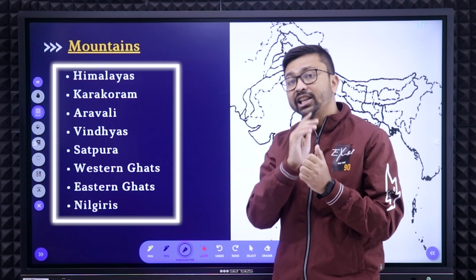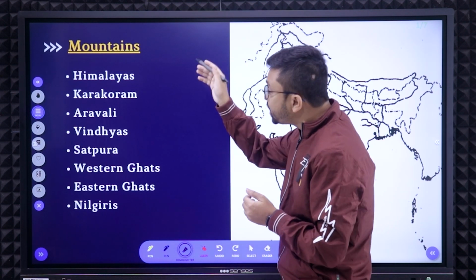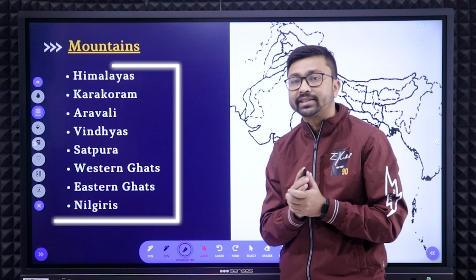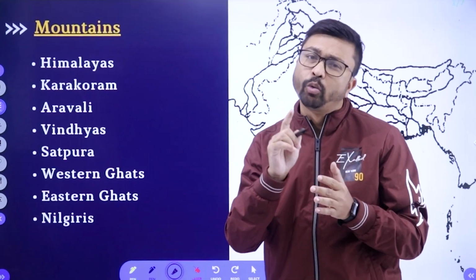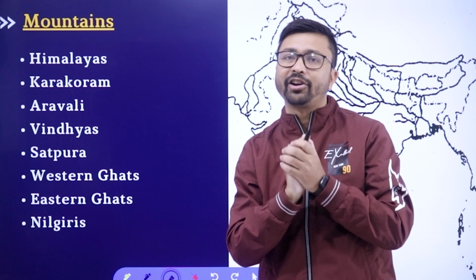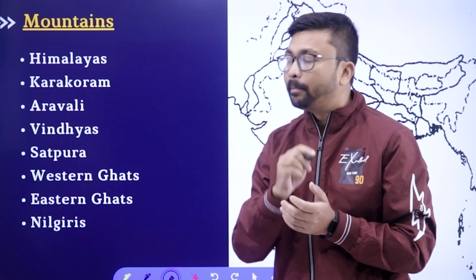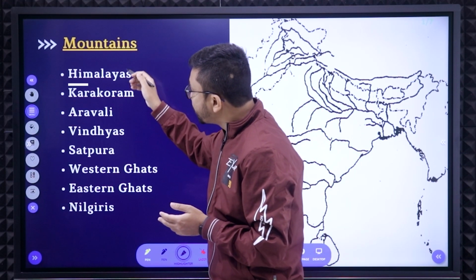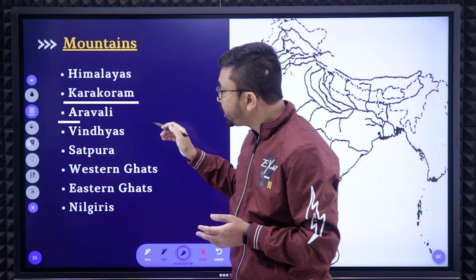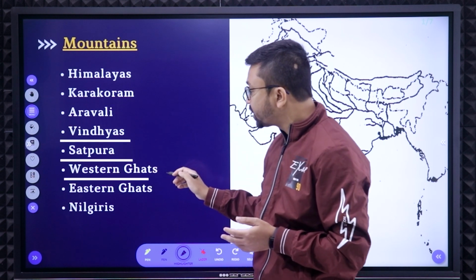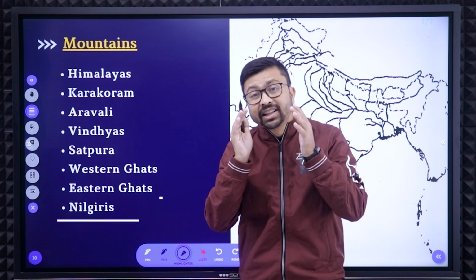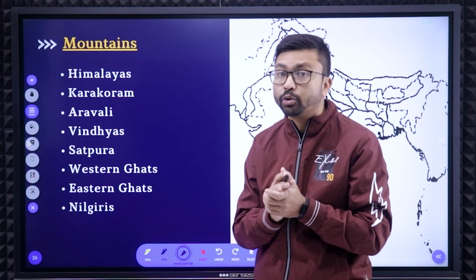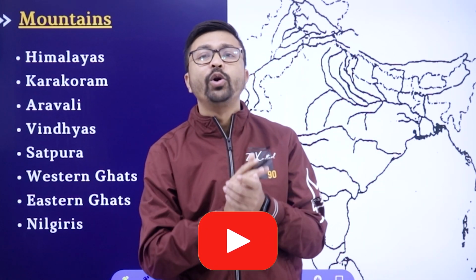So first today we'll discuss the mountains. These are the mountains as per your ICSE syllabus, the only mountains you need to practice. Most probably one mountain from these will be given in your exam that you need to mark on the map. So let's see the first: the Himalayan mountains, Karakoram, Aravalli, Vindhyas, Satpura, Western Ghats, Eastern Ghats and Nilgiri. Remember, these are the only mountains you need to do. So in this video we'll do them one by one, how you have to mark.